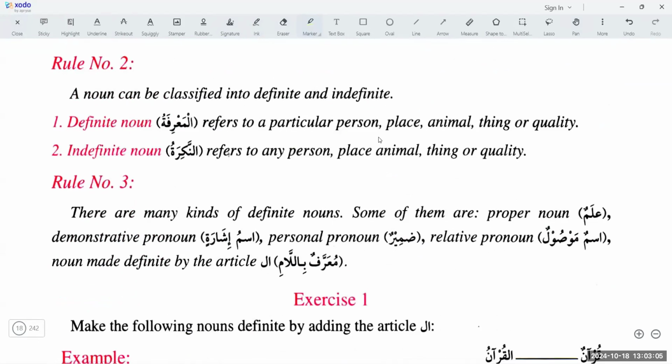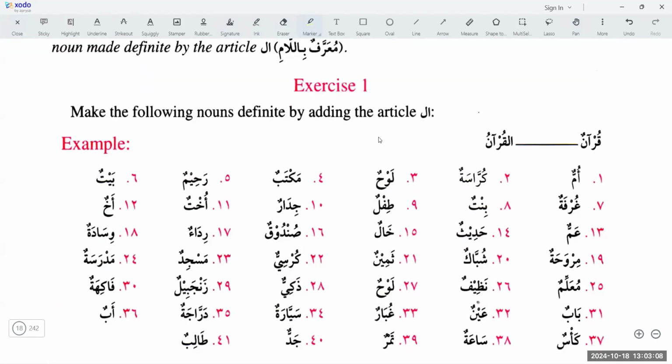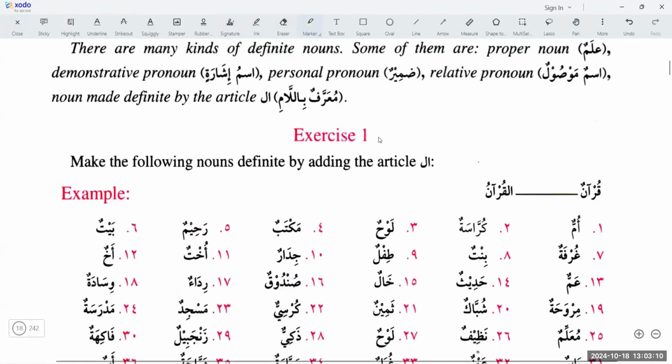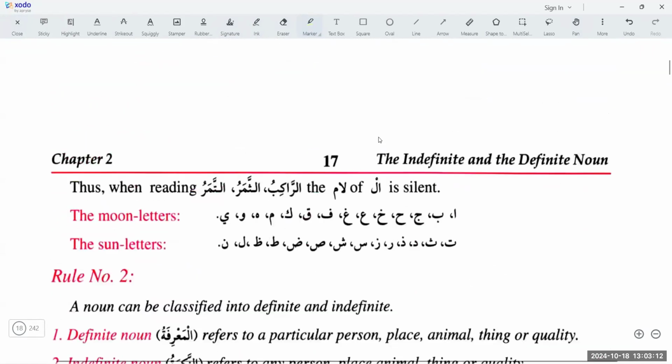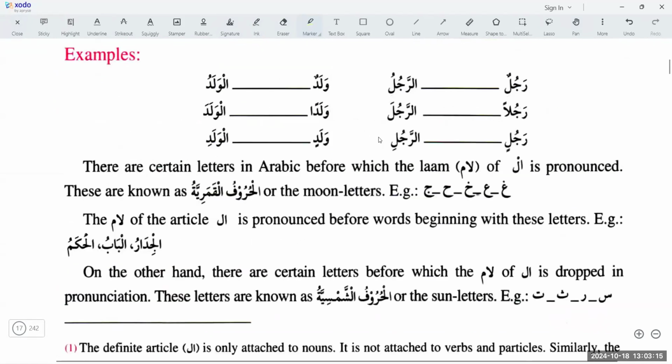Okay. So I think we should end here. Tomorrow, inshallah, we will continue the lesson. Any of you have any question about the lesson?